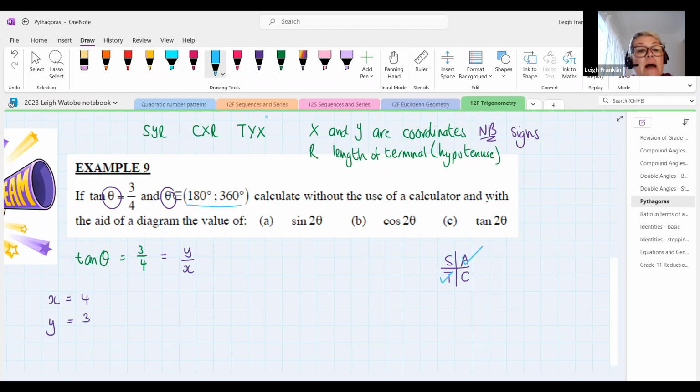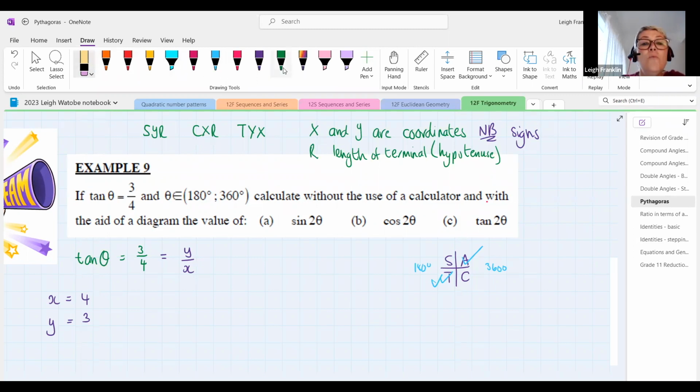But now they tell us that our angle is between 180 and 360. So here's 180 and here's 360 if the terminal arm is swinging in an anti-clockwise direction. So if the angle is between 180 and 360, either it's in quadrant 3 or in quadrant 4. But tan theta is positive, so it has to be in quadrant 3. That's how we determine which quadrant we are working in. These two pieces of information work together: the sign of our ratio together with the size of the angle.